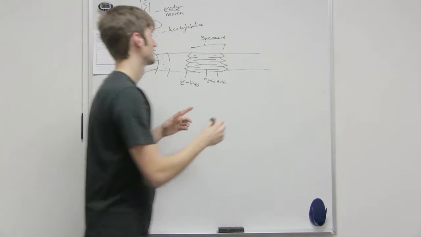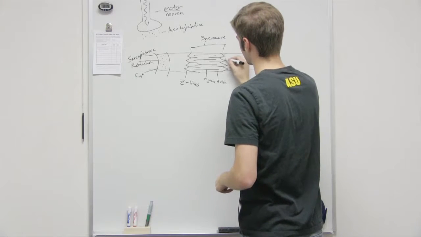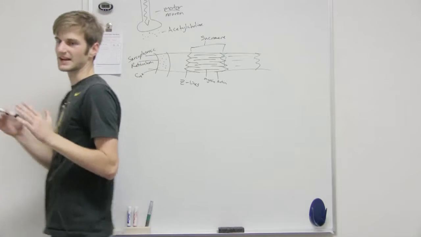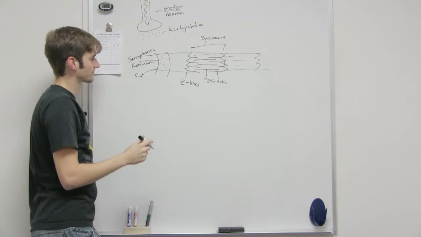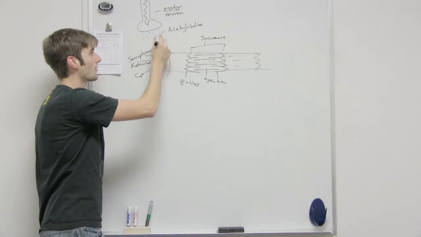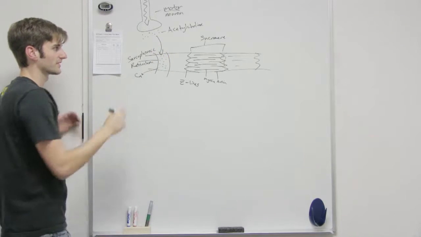There's going to be another Z line on this side too, so they just all chain link up. There's a bunch of them. So the acetylcholine comes down, and the whole purpose of acetylcholine is that it signals the sarcoplasmic reticulum to release the calcium.